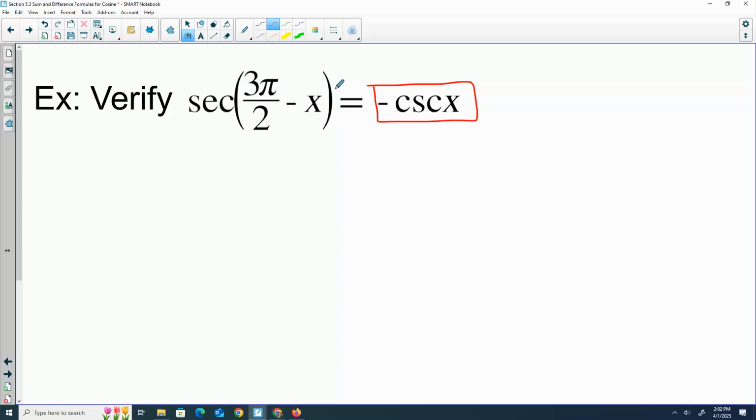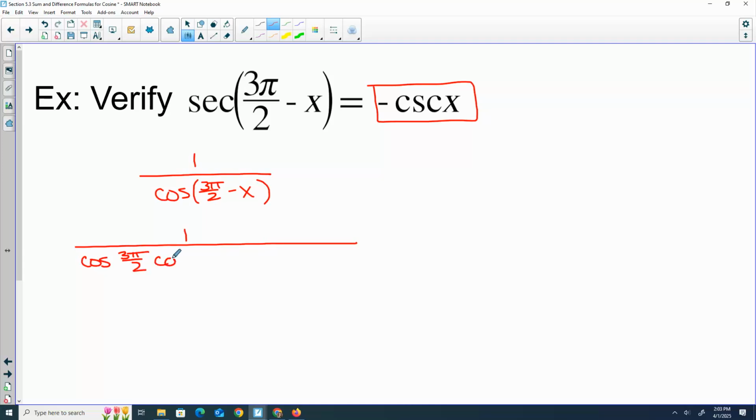I don't have a formula to break apart secant of a minus b, but I could recognize secant is just 1 over cosine of a minus b. So now I can do the cosine formula. Cosine of the first, cosine of the second. Because it's a subtraction, we have to add sine of the first, sine of the second.